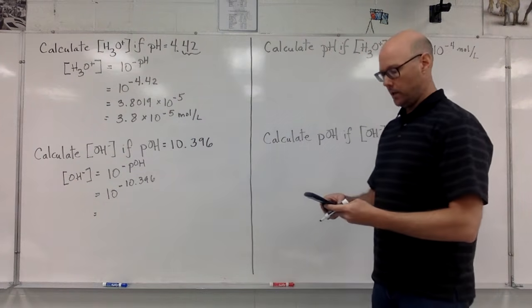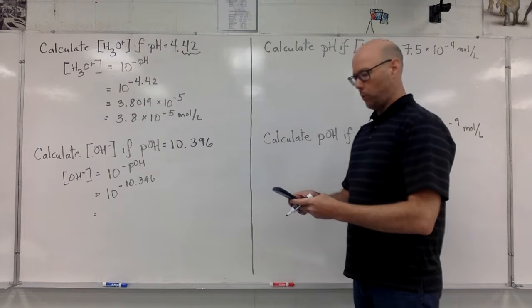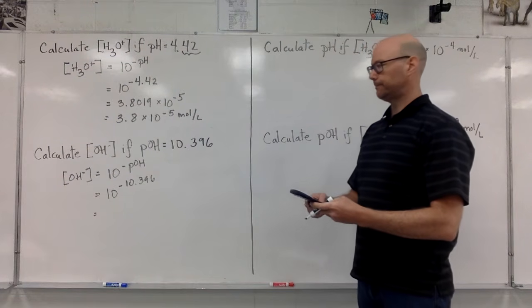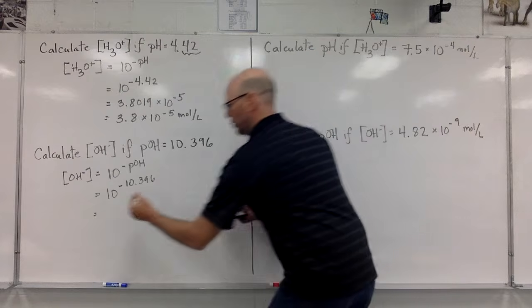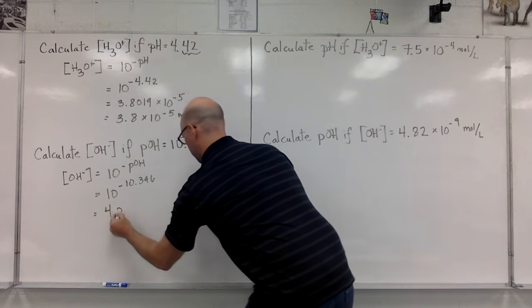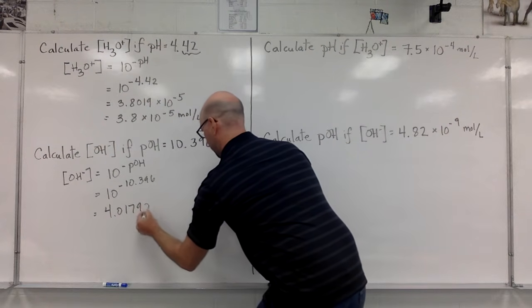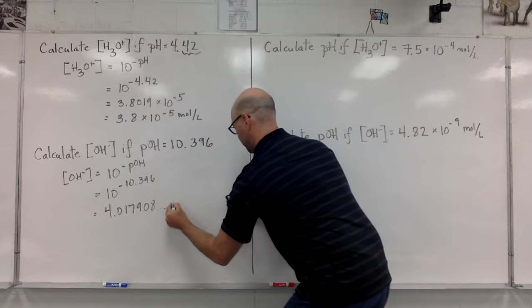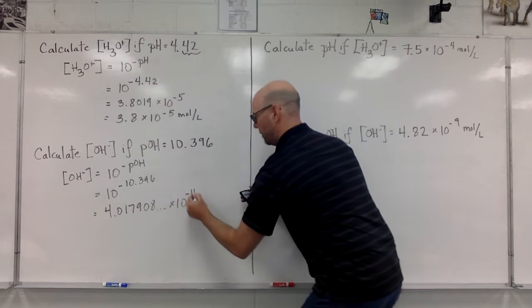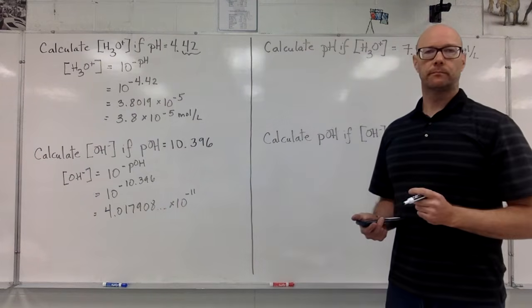10 to the power of negative 10.396. We get 4.017908, etc., times 10 to the power of negative 11.